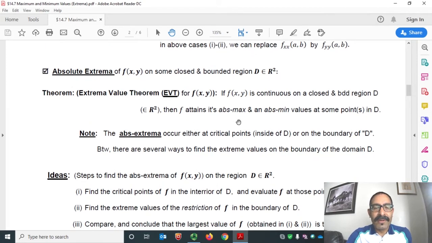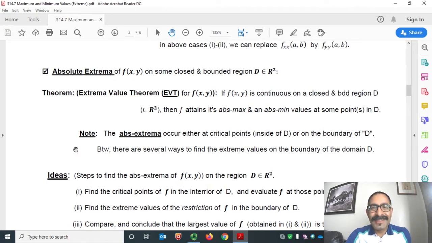One theorem, the extreme value theorem: if f is continuous on a closed and bounded region D, then f attains its absolute maximum and absolute minimum value at some point in D. This type of extreme value theorem we also learned in Calculus 1, where we define it on a closed interval. So if the function is continuous on a closed interval, then f has its absolute max and absolute min somewhere in that interval.